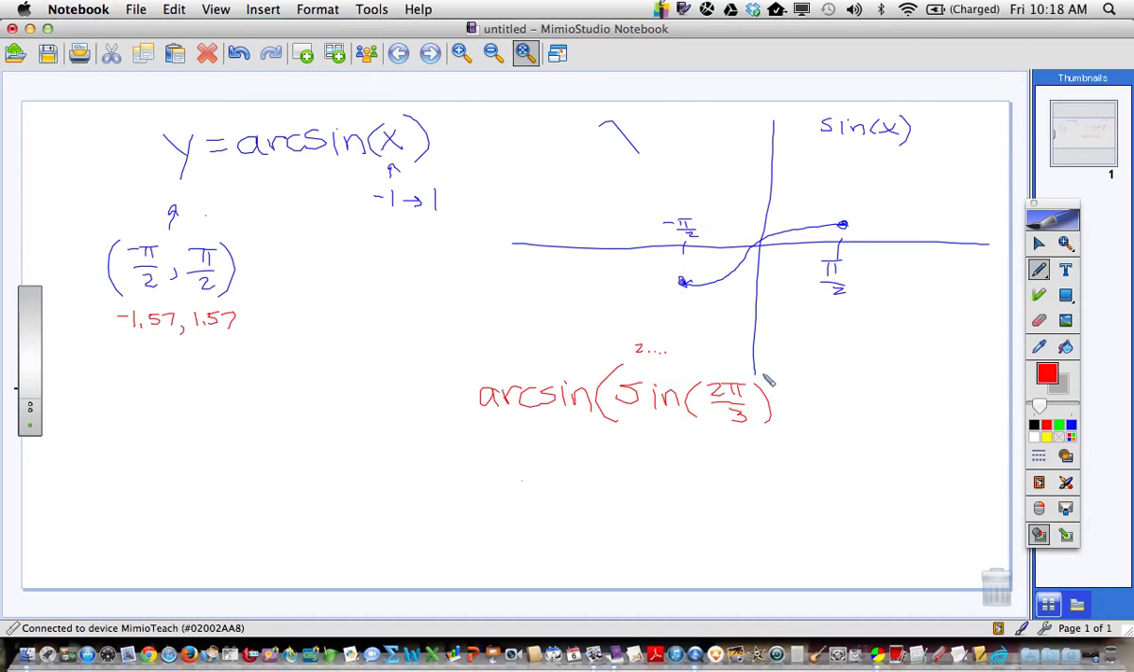That's the problem. Okay, so arcsine of sine of 2 pi thirds is not going to equal 2 pi thirds, right? And that's what that 37 was getting at. Explain why arcsine of 5 does not equal 5. Okay? Because arcsine of the sine of 2 pi thirds, if you do the sine of 2 pi thirds on the unit circle, 2 pi thirds is over here. Right? Well, what is the sine of 2 pi thirds?